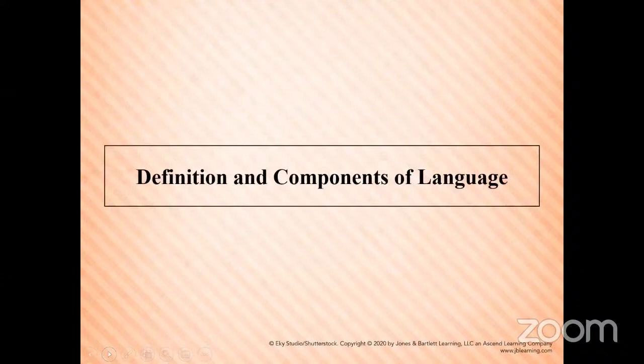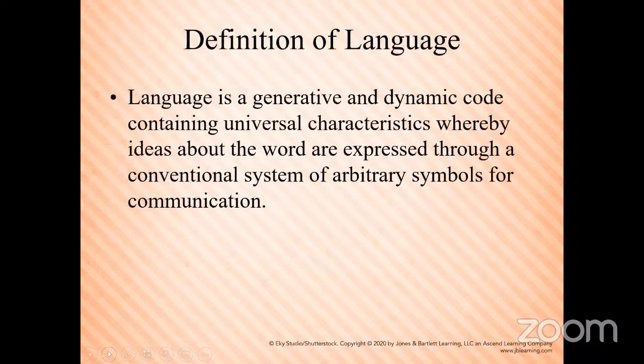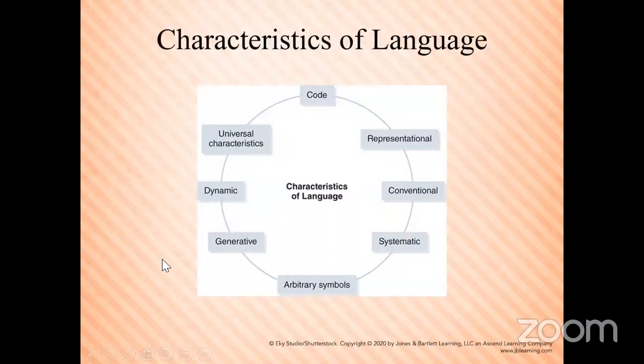So with these complicated things, we'll go on to the definition and components of language, which I have been telling. And language is a generative and a dynamic code, as I said in the beginning, containing universal characteristics whereby ideas about the world are expressed through a conventional system of arbitrary symbols for communication. That is the definition of language. You can see there are 8 characteristics.